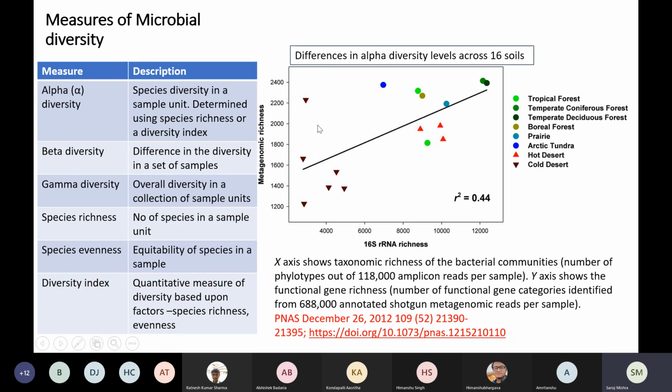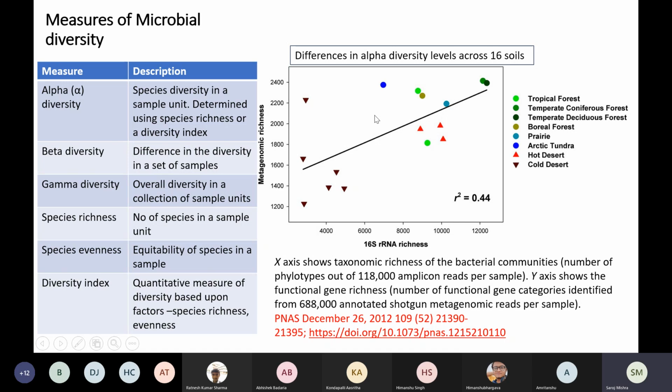Okay. And what do we have here, which are the inverted triangles? This refers to the microbial communities which have been sampled from cold desert. If you take soil samples from cold desert, you find that it is not so diverse. Only 5,000 different types of microbes are present there. However, the functional diversity is quite high. 2,200 different types of functions are being performed. So more of similar types of microorganisms. So you can say that the microbial diversity here is much lower.